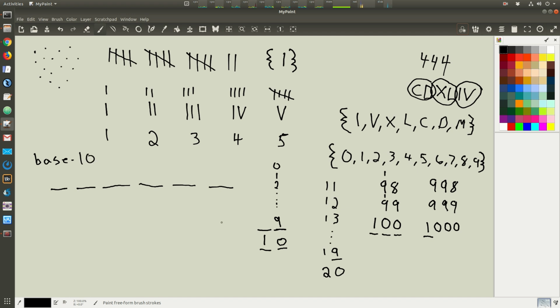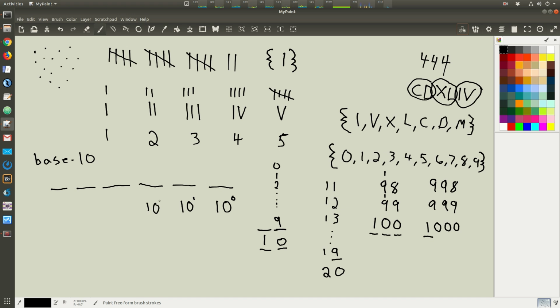Okay, so this digit represents 10 to the 0 power. Anything to the 0 power equals 1. So 10 to the 0 power is 1. This is the ones place or units place. This is 10 to the first power. 10 to the first power is just 10, so that means this is the tens place.